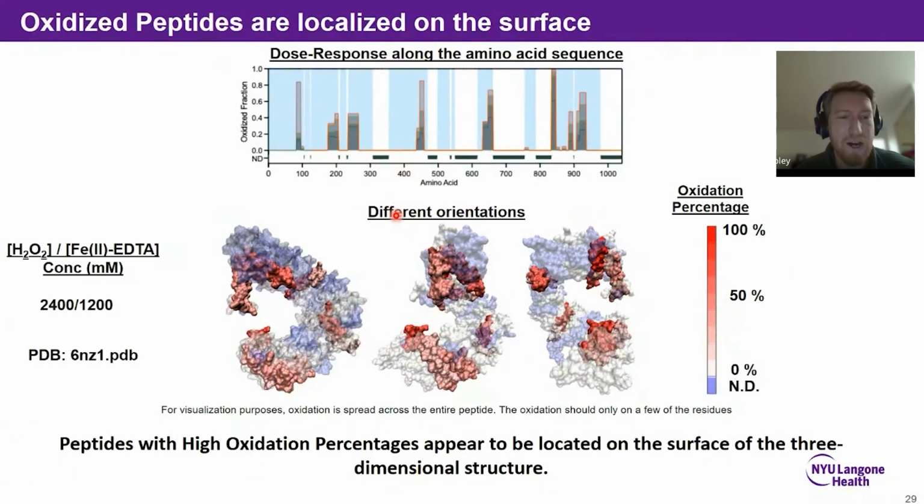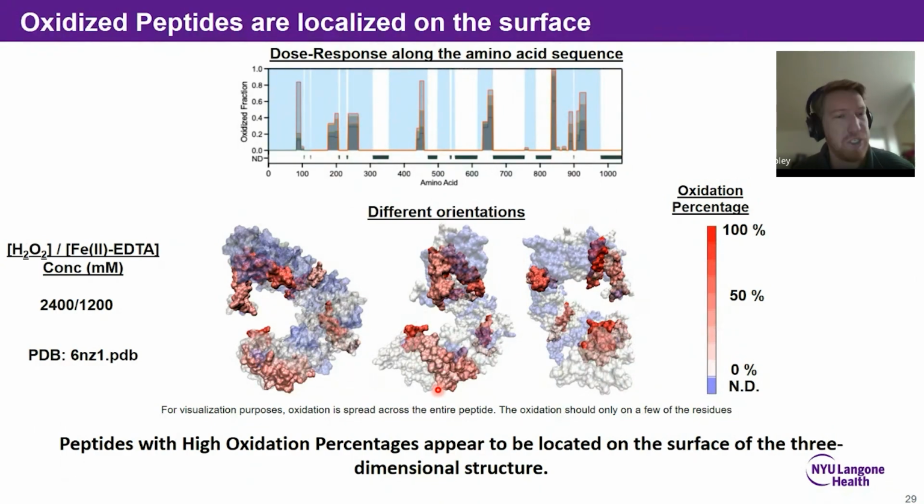From a very qualitative viewpoint, I can take these oxidation percentages, superimpose them on a 3-dimensional structure, and get an idea of, are we in the right ballpark? Is this surface accessible? Now, this isn't quantitative at all. This is purely qualitative, just looking at it.